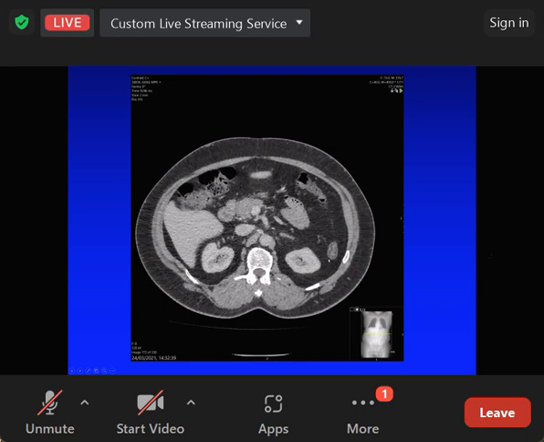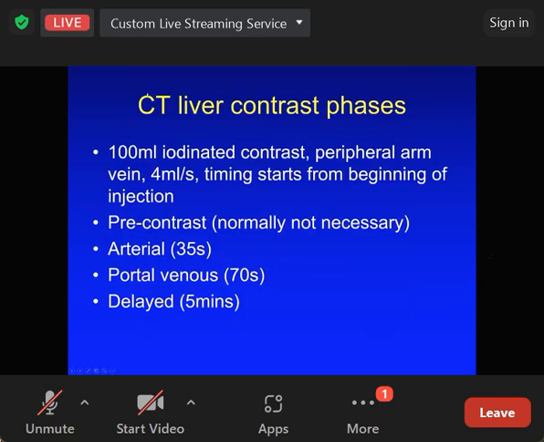Okay, so let's talk now about contrast enhancement in the liver. For most abdominal CTs, we give iodinated contrast into a peripheral arm vein. On average, we'll give a dose of about 100 milliliters, and this is given through an infusion pump, which we can vary the rate, but on average, we use a rate of 4 milliliters per second. When we time the scans, we start the timing from the beginning of the injection.